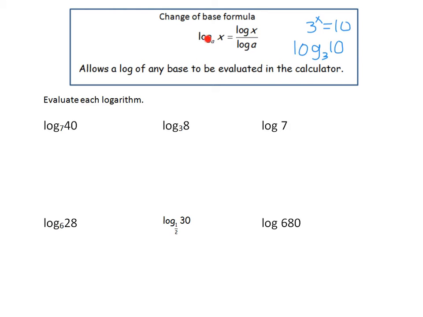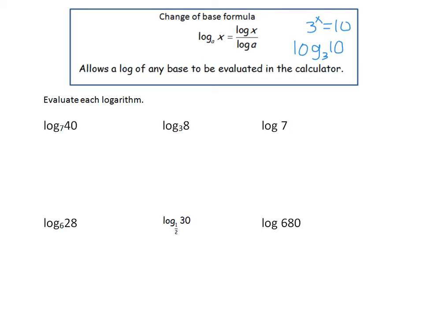So if we take that log with a base, which in this case is 3, and then the number here for x, which is 10, if we simply created a fraction with the common log of x in the numerator and the common log of a in the denominator, this would then evaluate this expression here, this log here. Let me show you an example right here, and that'll probably clear things up if that was a little confusing.